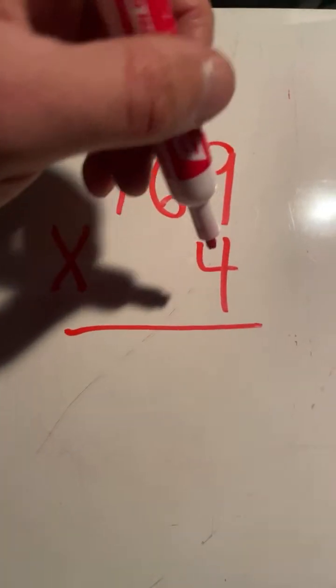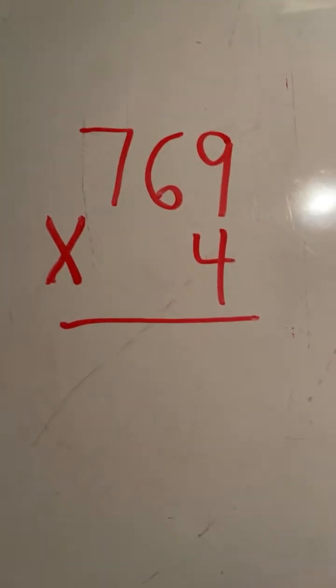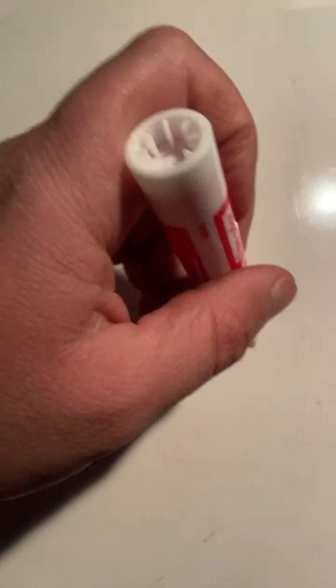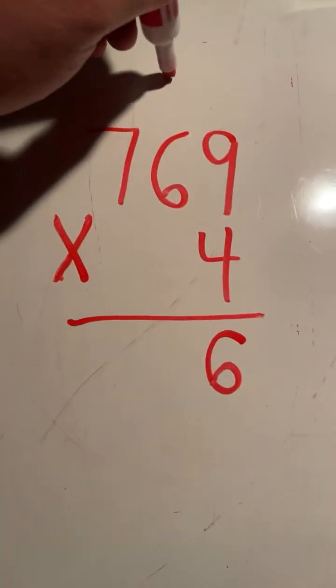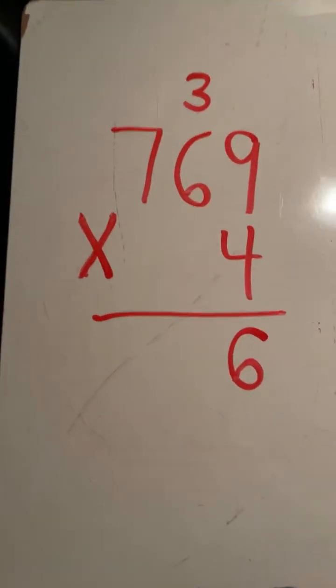So we're starting in the ones place. 9 times 4 equals 36. So for this one, our product is more than 10, so we regroup. The 6 in 36 goes in the ones place. The 3 gets carried over to the tens place.